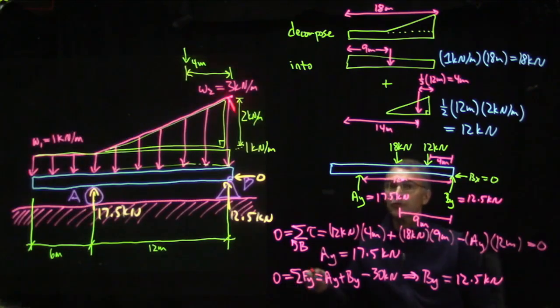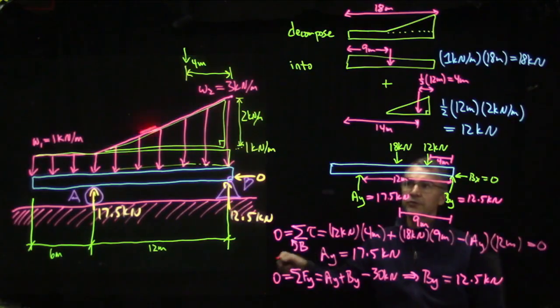So that is our first use of the centroid concept: finding the centroid of a distributed load so you can figure out where to put the equivalent point load, the equivalent concentrated load, where equivalent means it will get you the same support forces.